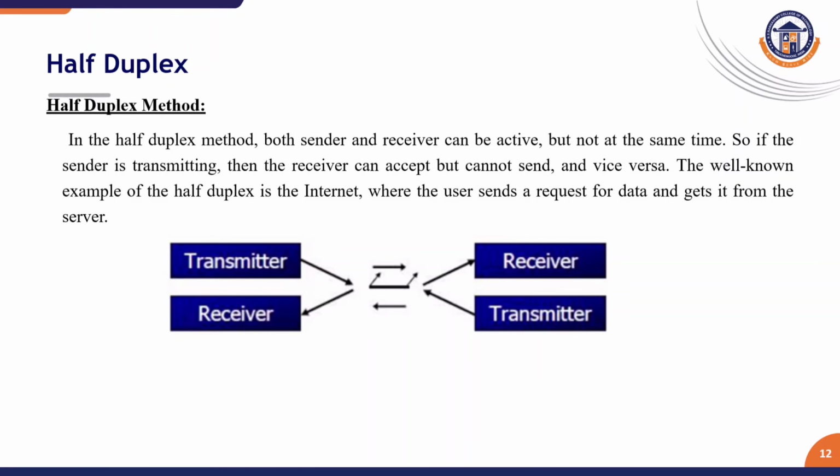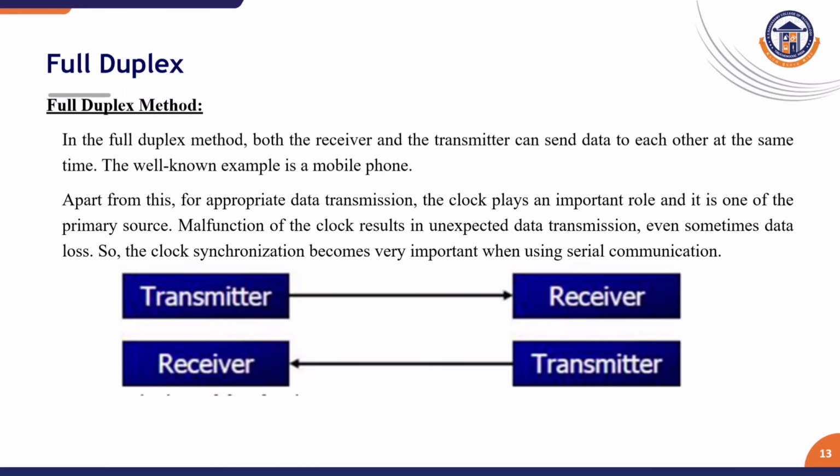The second one is half duplex. In the half duplex method, both sender and receiver can be active but not at the same time. So if the sender is transmitting, then the receiver can accept but cannot send, and vice versa. A well-known example of half duplex is the internet, where the user sends a request for data and gets it from the server. The third one is full duplex. In the full duplex method, both receiver and transmitter can send data to each other at the same time. A well-known example is a mobile phone.